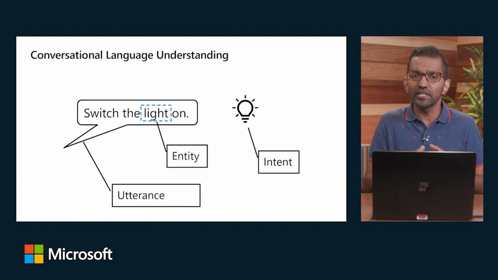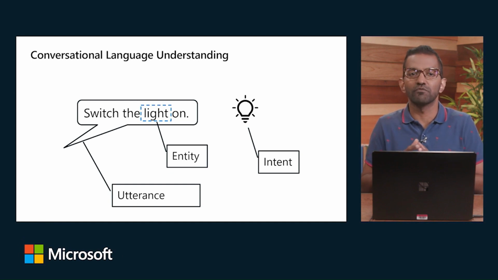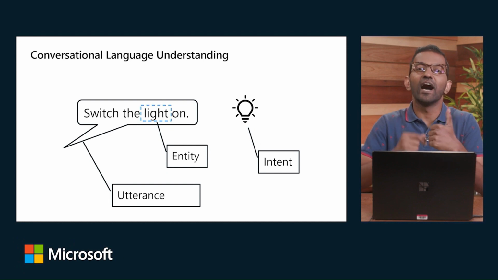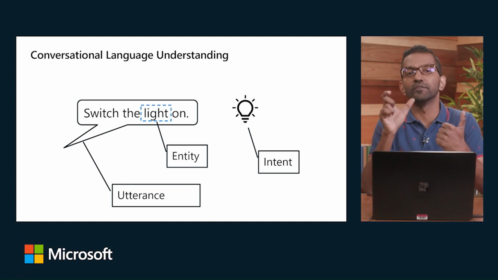To work with the language understanding service, you need to consider three core concepts, and you will need to know them for the examination. First are utterances. Utterances are phrases that a user might say. For example, switch the light on. That's an utterance.